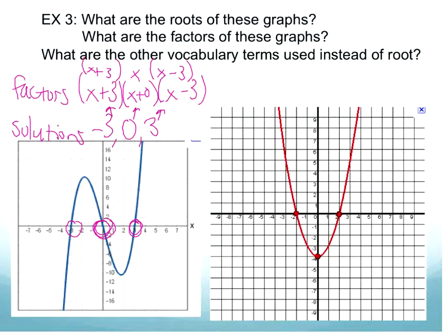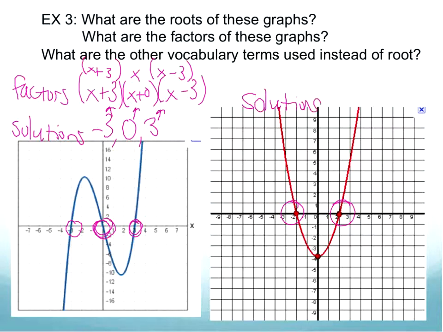Look how many times my graph crosses the x-axis. 1, 2, 3. Guess what that means about the number of solutions I have? 3. Kind of interesting how everything's connected. Let's come over here. How many times does this parabola cross the x-axis? 2. So how many solutions is it going to have? 2. Good job.